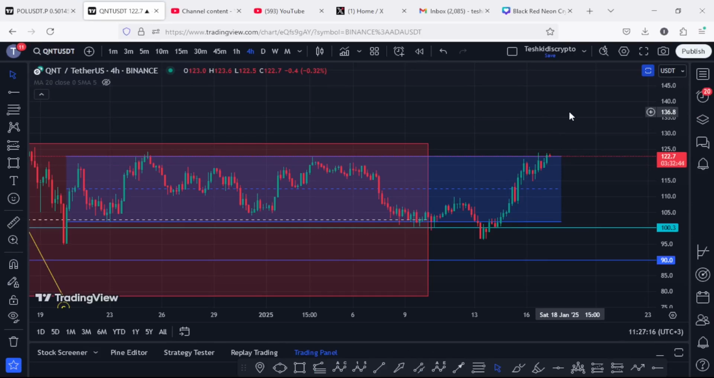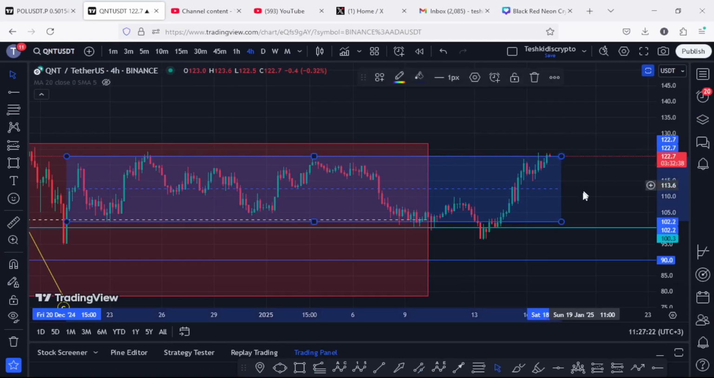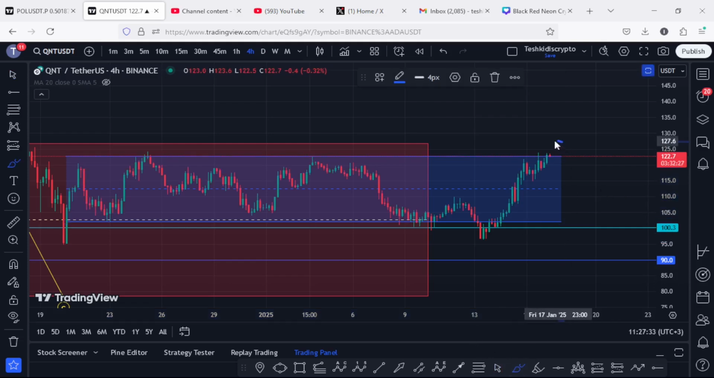QNT has continued to see higher prices, and at the time of this recording we have now managed to get back into our consolidation zone between the 100.3 and the 122.7, and we are now attempting a break to the upper side of this consolidation zone.